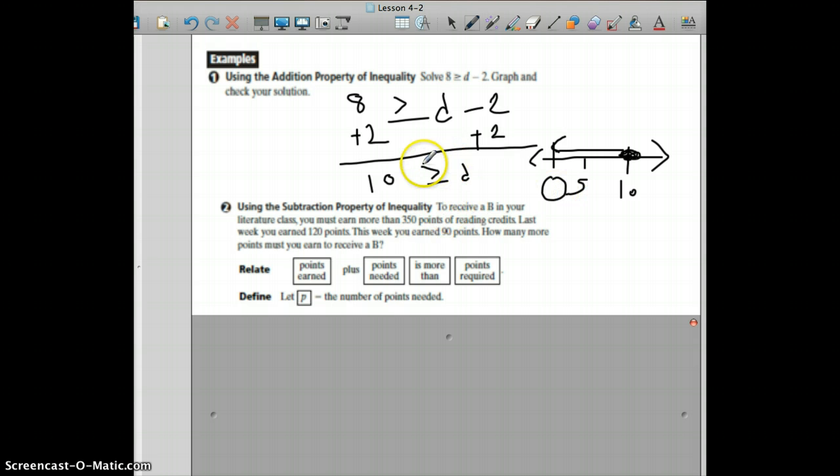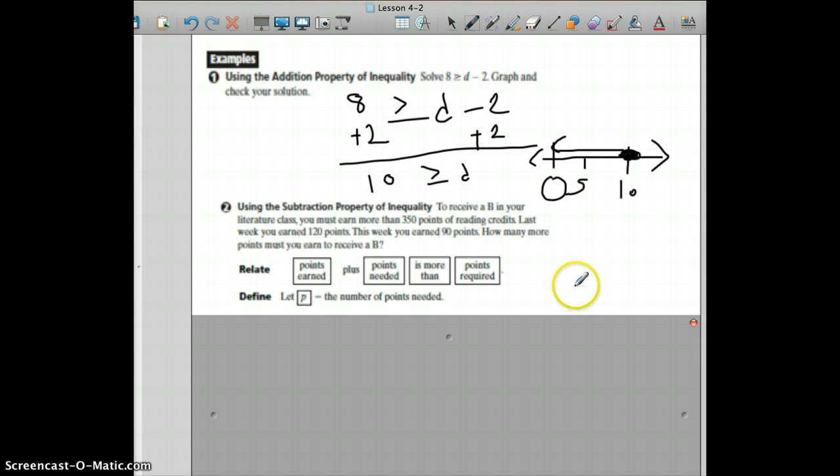Is 10 greater than or equal to 5? Yes. I could also use 10. 10 is a solution. 10 is greater than or equal to 10. Yes, that is true. It is equal to. So that's why we have the 10 filled in. Okay, that is a nice solid circle there.